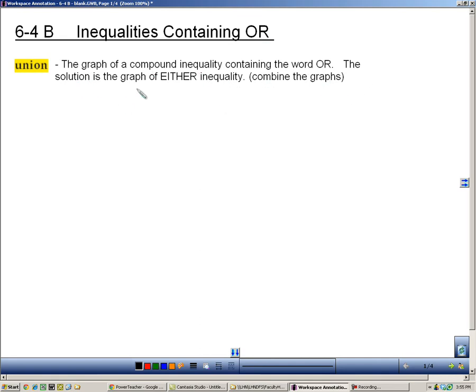The solution is the graph of either inequality, and I put in parentheses here, you want to combine the two graphs. Now this is different than 6.4a, which was the intersection. Intersection is where they cross over. The union is you just take both graphs, combine them together, and you take any portion that's shaded.